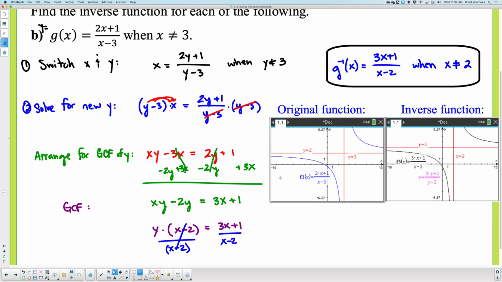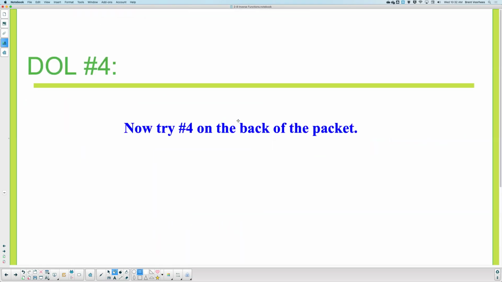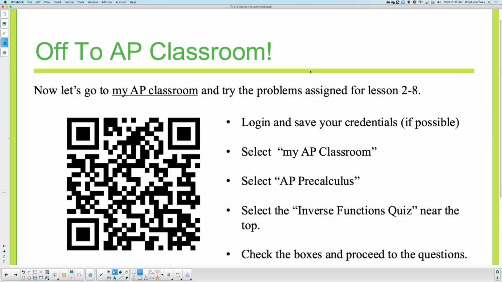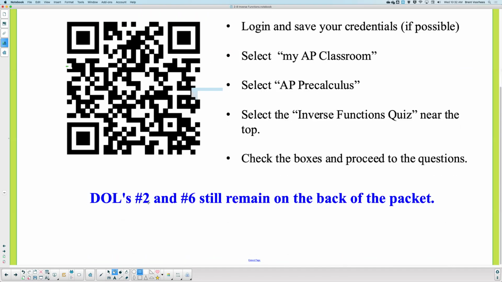All right, with that, you can now try DOL number 4. Now that's a wrap. Go to your AP Classroom. There's 2 questions we have not done. I'm telling you to take a look at number 2 and number 6. Now, number 6, I'm going to give you a heads up. That's over a verbal description.